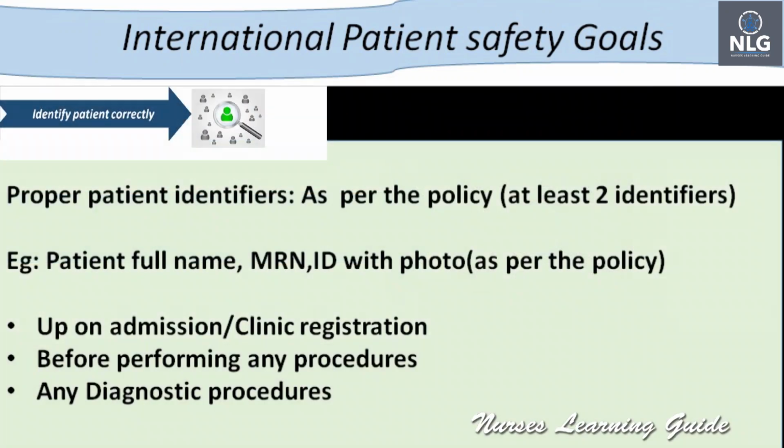Proper identifiers are used to identify the patient. As per the policy, at least 2 identifiers should be there. When you check the name of the patient, it must be 3 names. If the patient has 3 names, then the complete name should be asked. Patient identification is also used upon patient admission, clinic registration, before performing any procedures like insertion of an intravenous line or any medications, diagnostic procedures, for example taking blood or diagnostic radiology procedures.